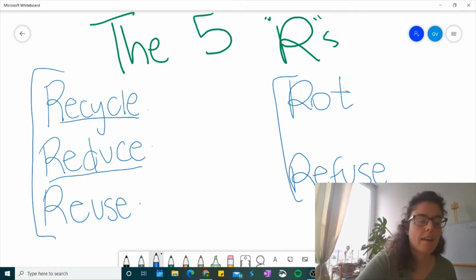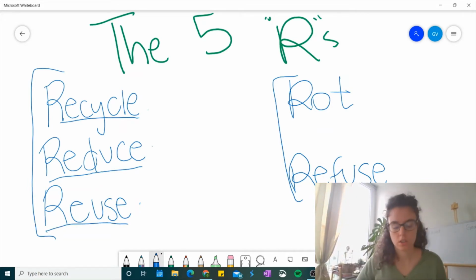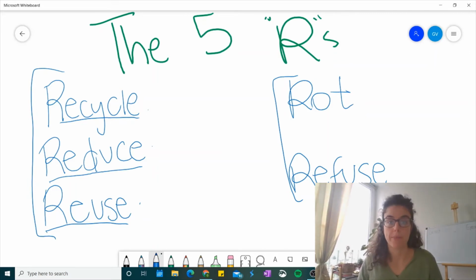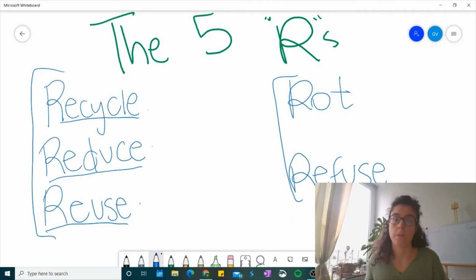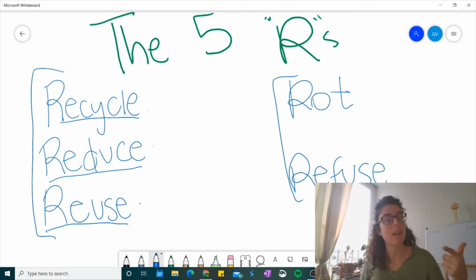And then we have reuse. So to reuse something really means to use it again. Miss Gia has her water bottle. You guys have water bottles, which we all reuse. They are not just for one time. We fill them again and again and again, and that's good because we are not throwing away water bottles. We are using them again.